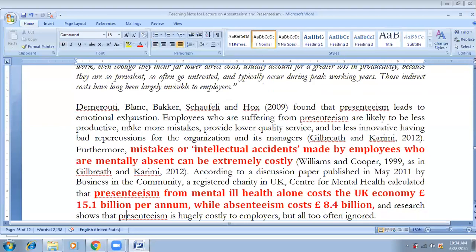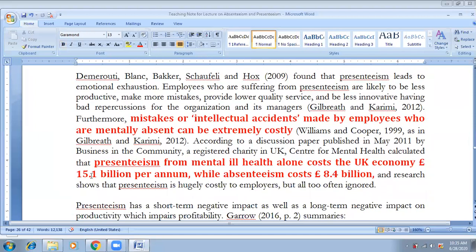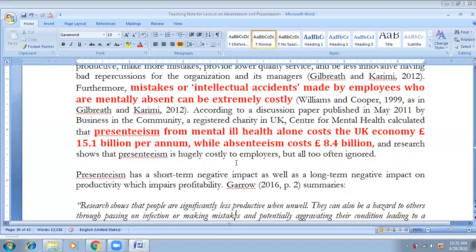Then the mistakes or intellectual accidents, especially in the case of psychological illnesses, made by employees who are mentally absent, can be extremely costly. Presenteeism from mental ill health alone cost the UK economy 15.1 billion pounds sterling per annum. Can you imagine? While absenteeism cost only 8.4 billion pounds sterling. You see, here the cost of presenteeism exceeds the cost of absenteeism. Therefore, presenteeism needs to be managed.